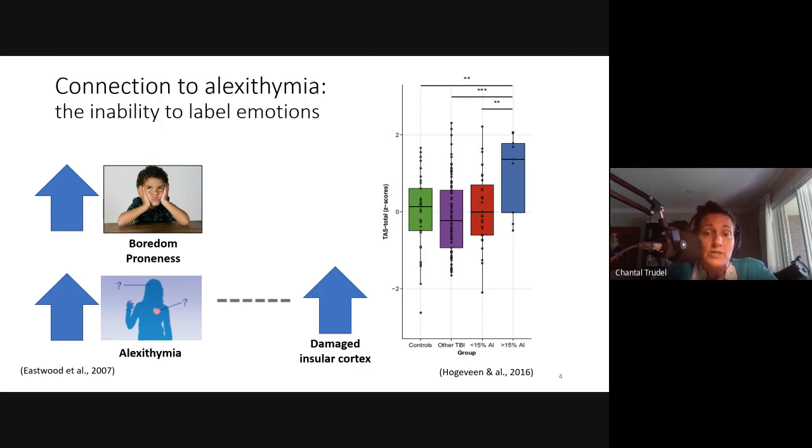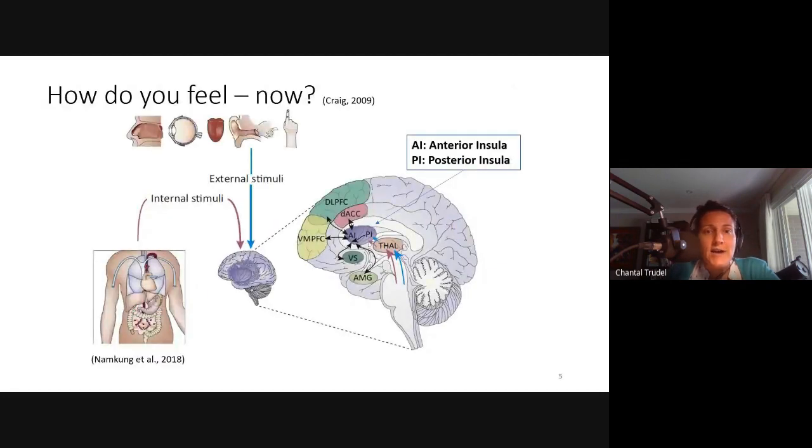if you're bored more intensely, more often than most, it's difficult for you to label what you're feeling. And similarly, if your anterior insula is not working well because of physical damage, you will also self-report having issues making sense of your emotions. So that was particularly interesting. In addition to being part of the salience network, being linked to boredom and to alexithymia, we also know that the insular cortex is connected to interoceptive attention.